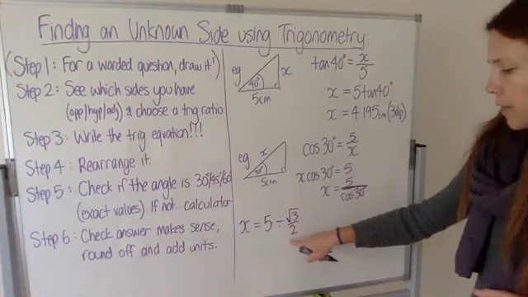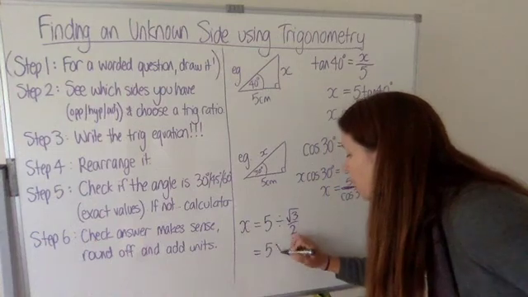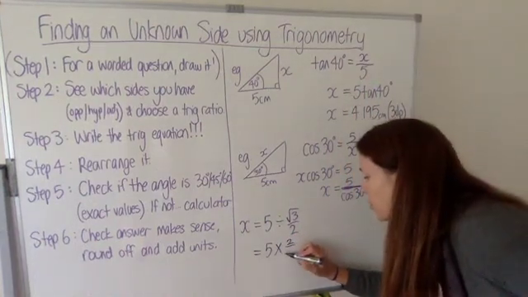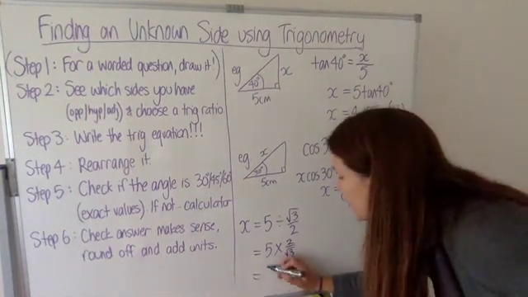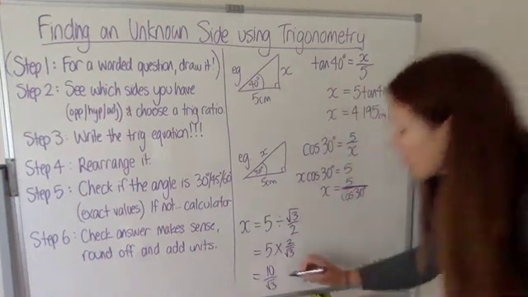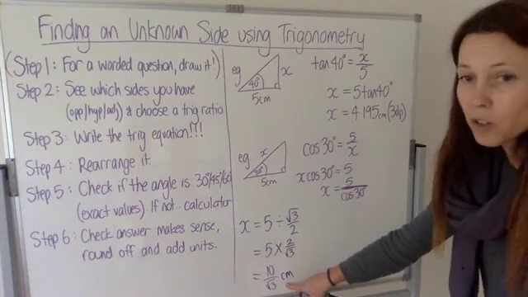And that way, when I'm dividing by fractions, I know that the easy way to do it is just to multiply and then flip the fraction. That gives me 5 lots of 2 over root 3. So the answer is 10 over root 3. 10 over root 3 what? Centimetres. Now I don't have to round this off, this is exact, but I do have to check that it makes sense.